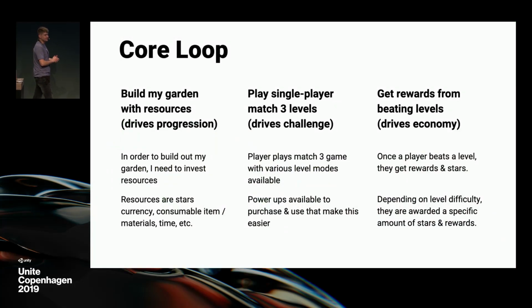Let's look at the core loop. Again, progression, challenge, economy. So you build your garden with resources. In this specific case, resources are the stars that you get by completing levels. There are certain quests, you get the stars, you complete the quest, your garden changes. You can also use coins in some modes to change the appearance or add some extra elements to the garden, which you get through beating levels.